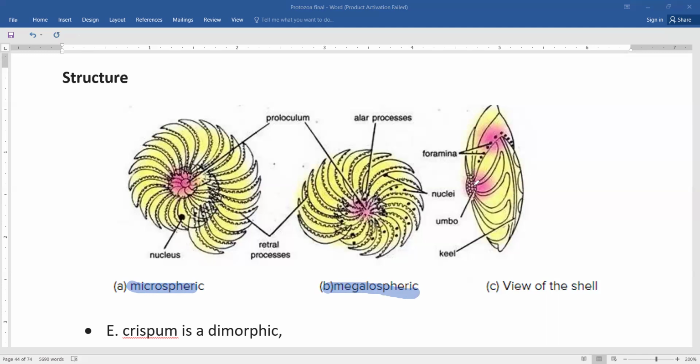Anyway, just now I told you about umbo. The terminal part is smooth, so that is called keel. Okay, so we will see what alar processes are. At the base of each chamber, elevated structures are present, that is called alar processes. Anyway, this is just the diagram. Now let's see the points.